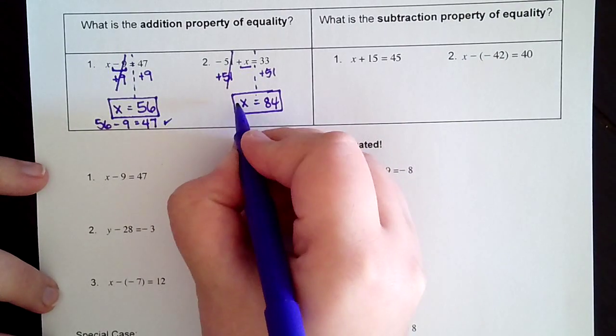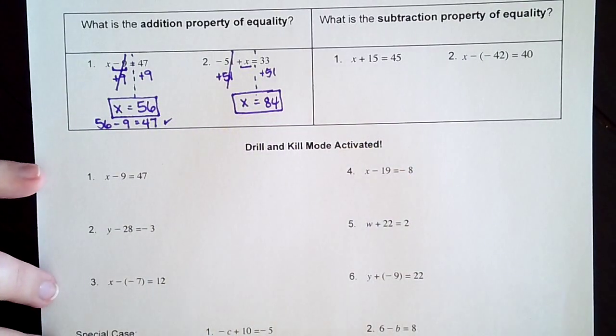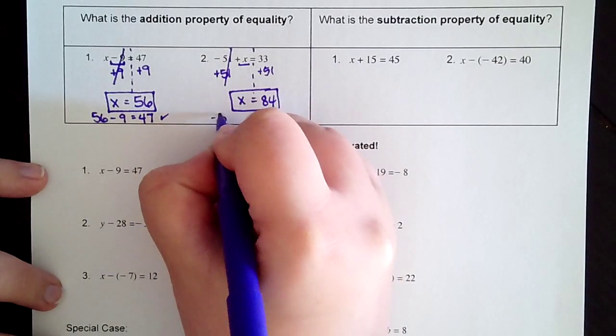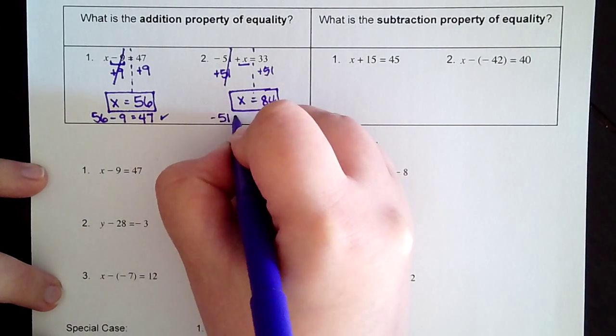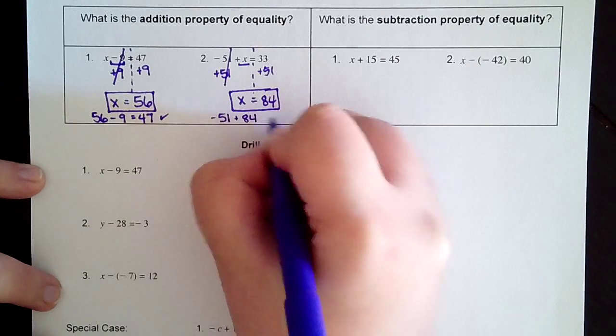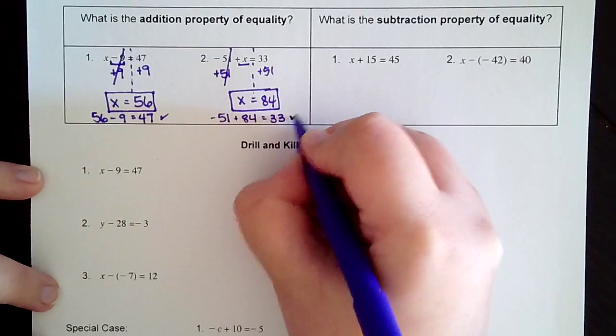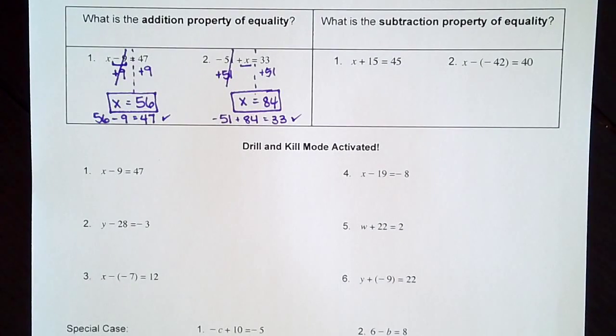Notice there's no other numbers by it, there's no other signs, no negatives or anything. And when I put it back in to my original problem, negative 51 plus 84 should equal 33. We did the problem right, we checked ourselves, and we're good to go.